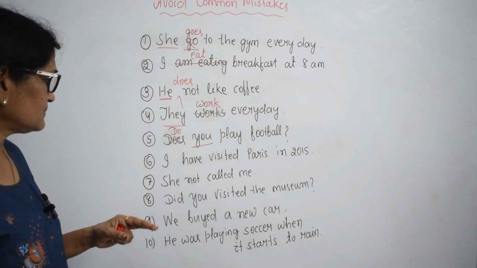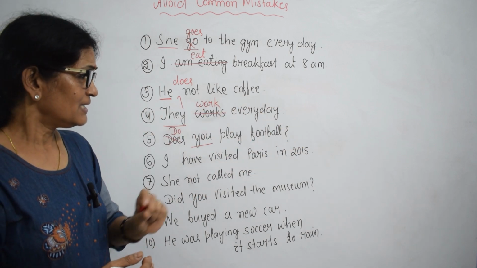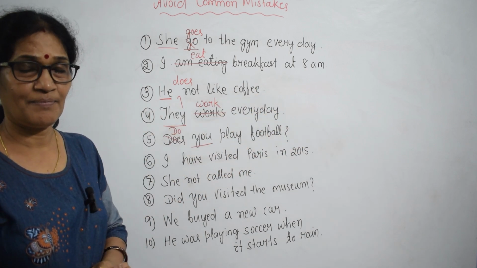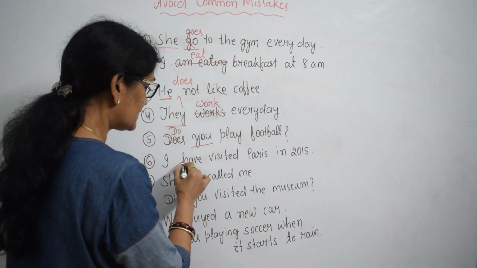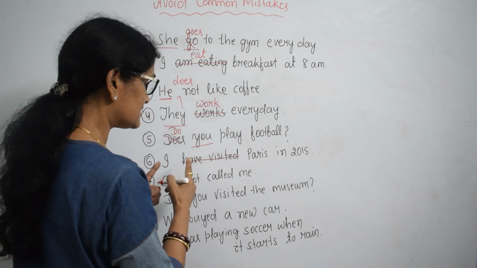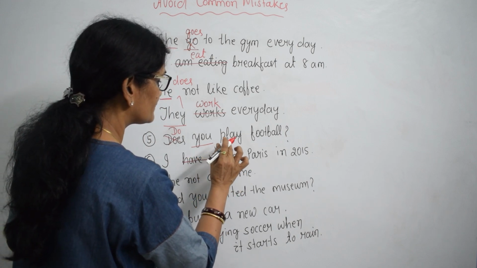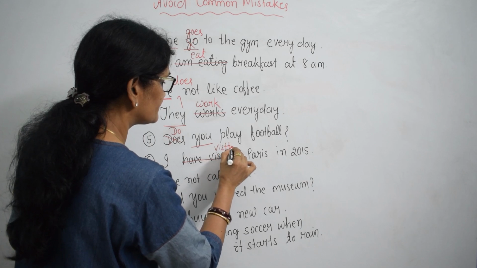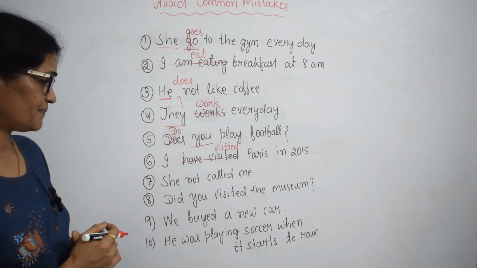Okay. I have visited Paris in 2010. This is one completed action. For a completed action, we use simple past instead of present perfect. So the answer is visited. I visited Paris in 2015.